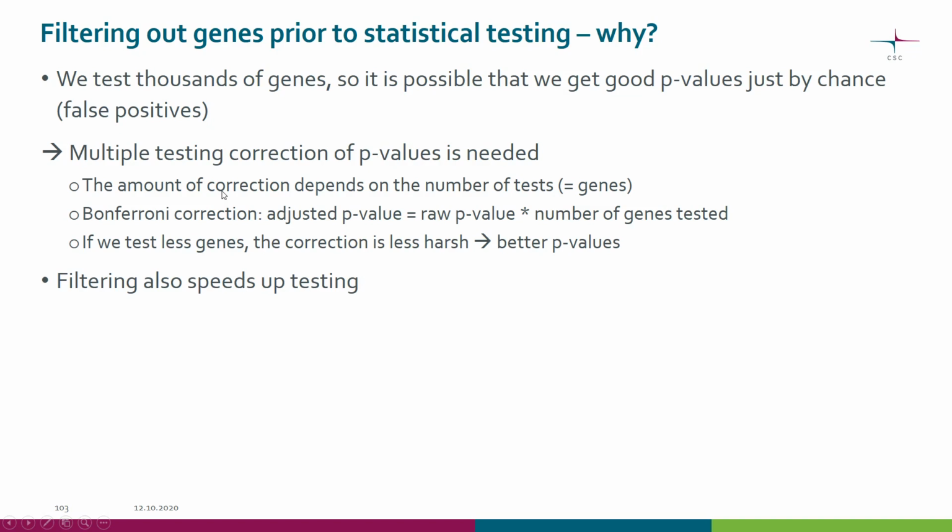Now, in the context of single-cell RNA-seq, the scRNA uses the Bonferroni correction, where you simply multiply the raw p-value by the number of genes tested. Now, we want to have small p-values, so we want to reduce this number, because obviously if you multiply with a big number, your p-value is not going to be that good. So we can achieve this by testing fewer genes, and of course filtering also speeds up testing.